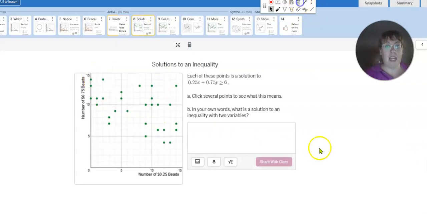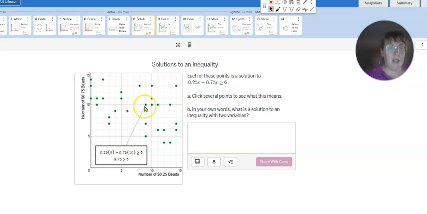Beautiful. Slide 8 when you're ready. Each of these points is a solution to 0.25x plus 0.75y greater than or equal to 6. Click several points to see what this means. So this point here is saying there's 9 25-cent beads, 10 75-cent beads, and that gets us to a $9.75 bracelet. Here's another point.